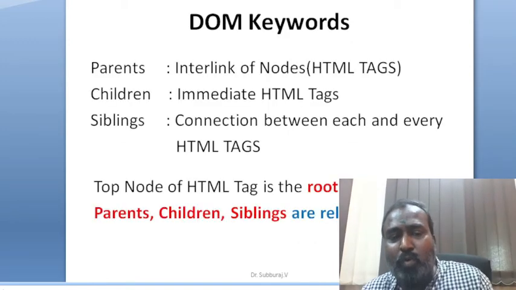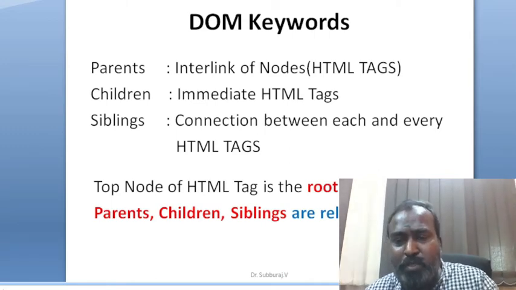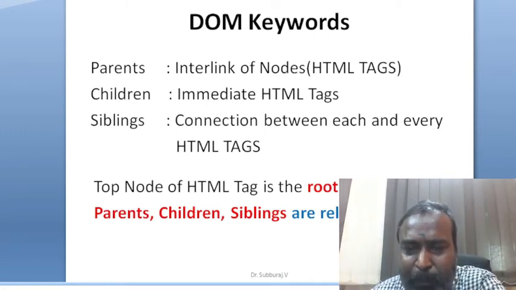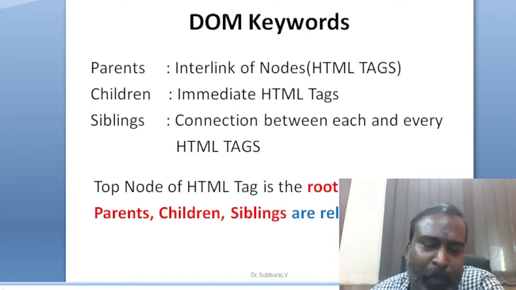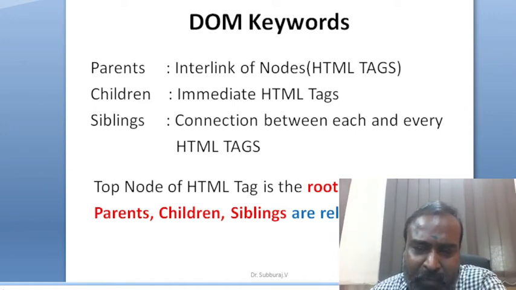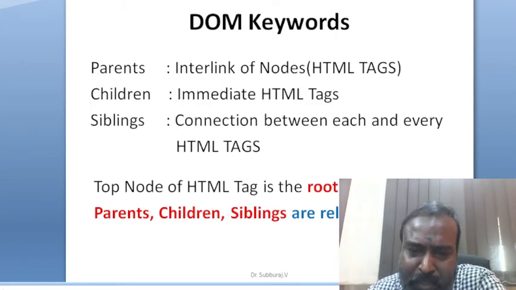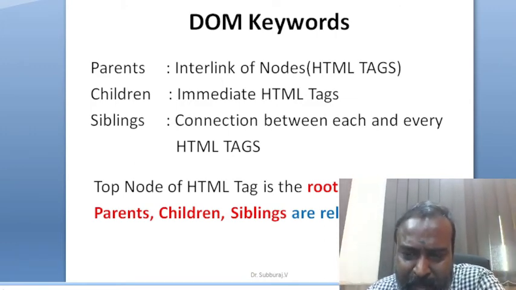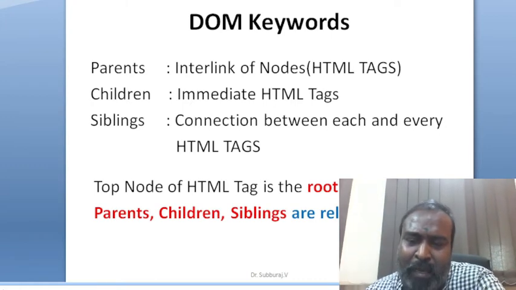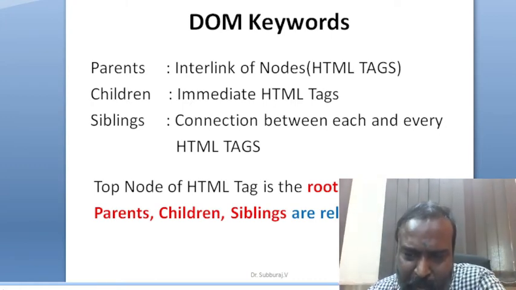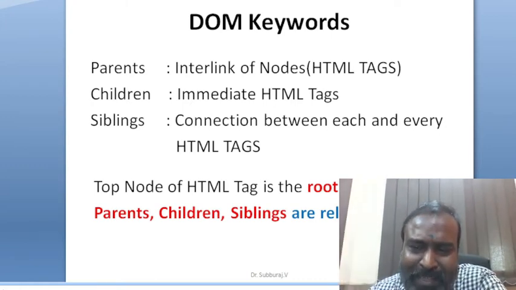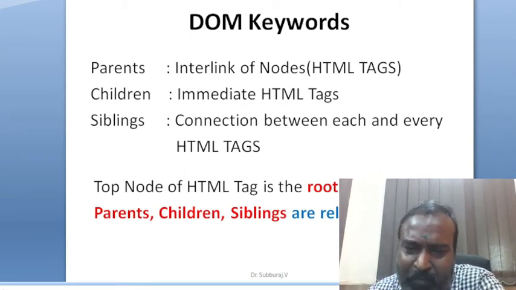Let us see a few DOM keywords. We have three things: parent, children, and sibling. Each and every control will be organized like this, starting from the parent, then the children, then the sibling, so that you can access the control. For example, the user label is a parent, and the user customization part will be in the aspect of children and sibling. For understanding, we are just seeing this.